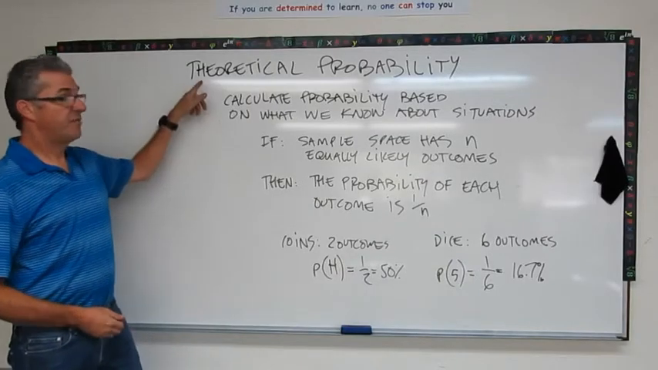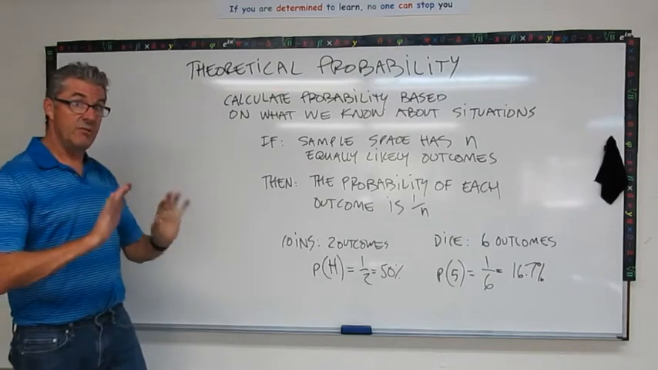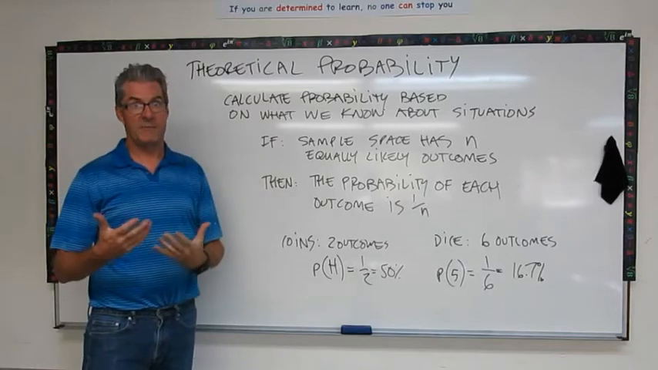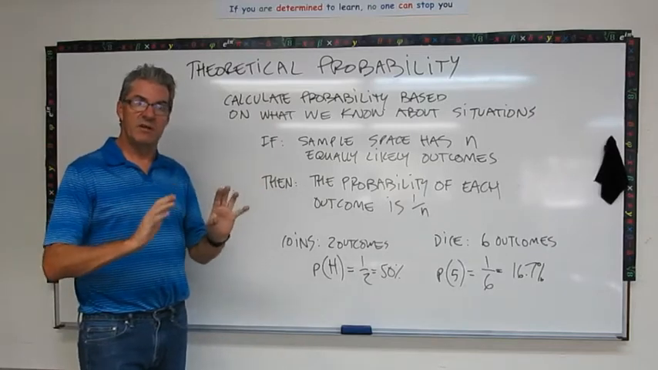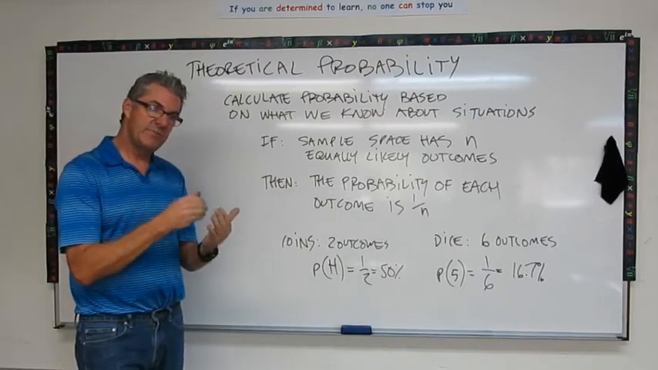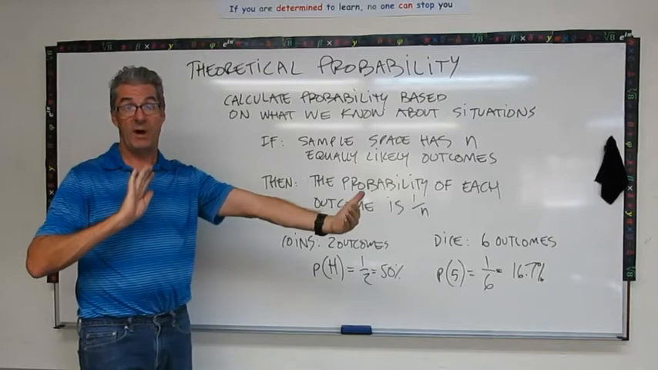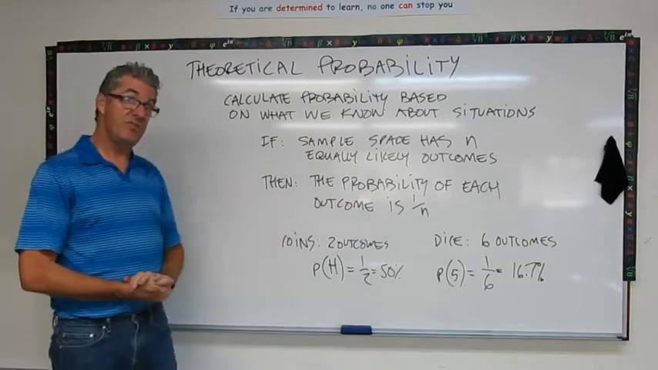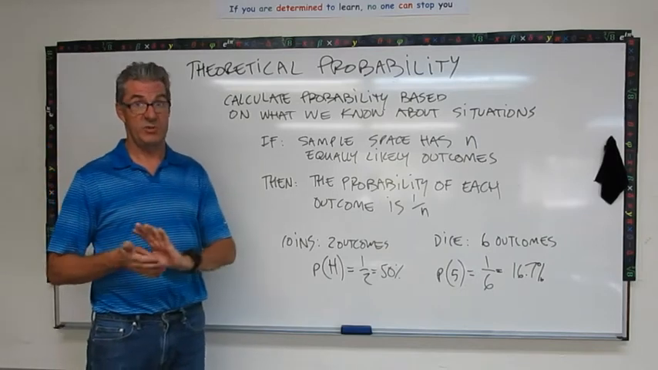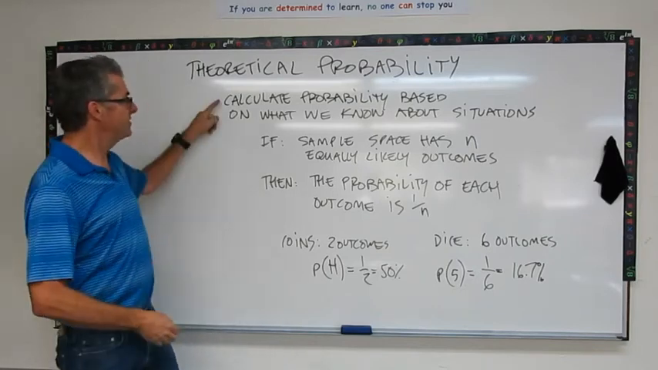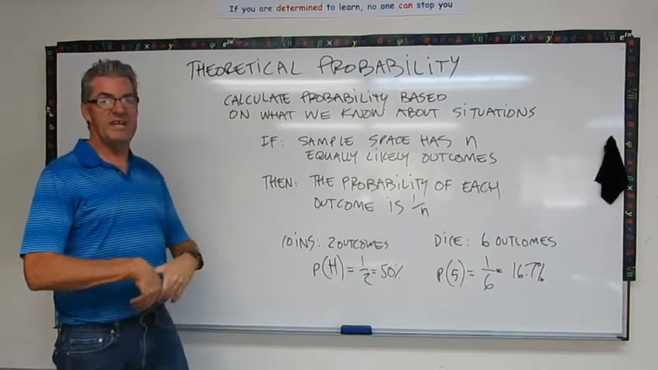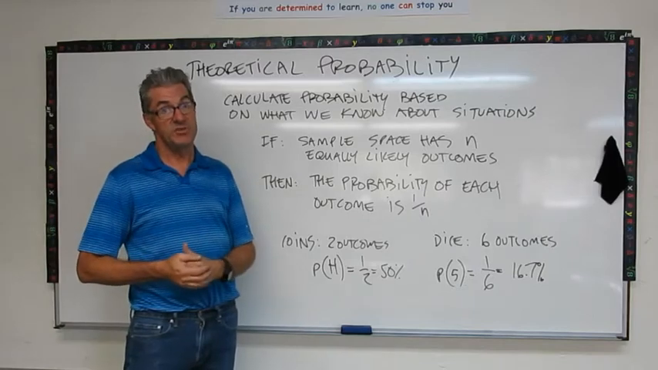Today's topic, theoretical probability. So far in our chapter, we've been discussing probability through experiments, situations that we don't know about, so we do a little experiment, gather some data, and use that data to calculate probabilities for the whole population or the whole sample. So with theoretical probability, we calculate probability based on what we know about a situation. We don't gather data. So we need certain types of situations to be able to do this.